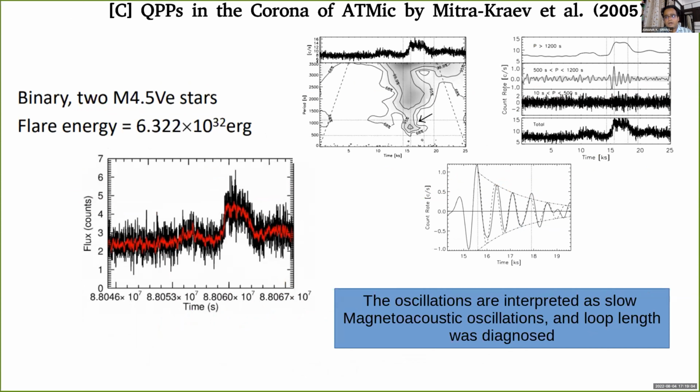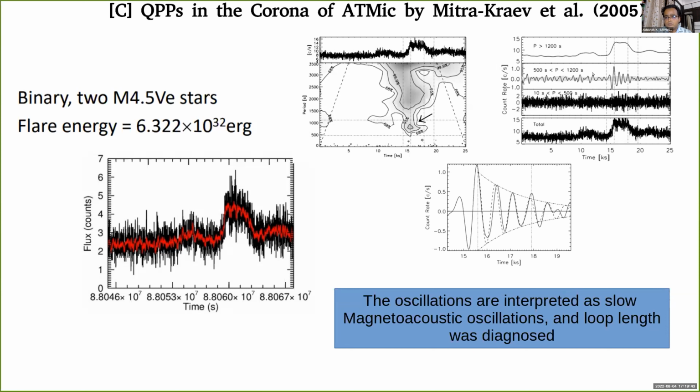and this was done by Urmila Mitra-Kraev in 2005. This is the A&A paper, and she analyzed one flare on AT Microscopii. This is a low mass star, and she analyzed the power spectra of this flare light curve. You can see in the top left panel there is power concentrated near the flare peak. Then she filtered this flare light curve in different periods, like P greater than 1200 seconds, between 500 and 1200 seconds, and then some lower period range.